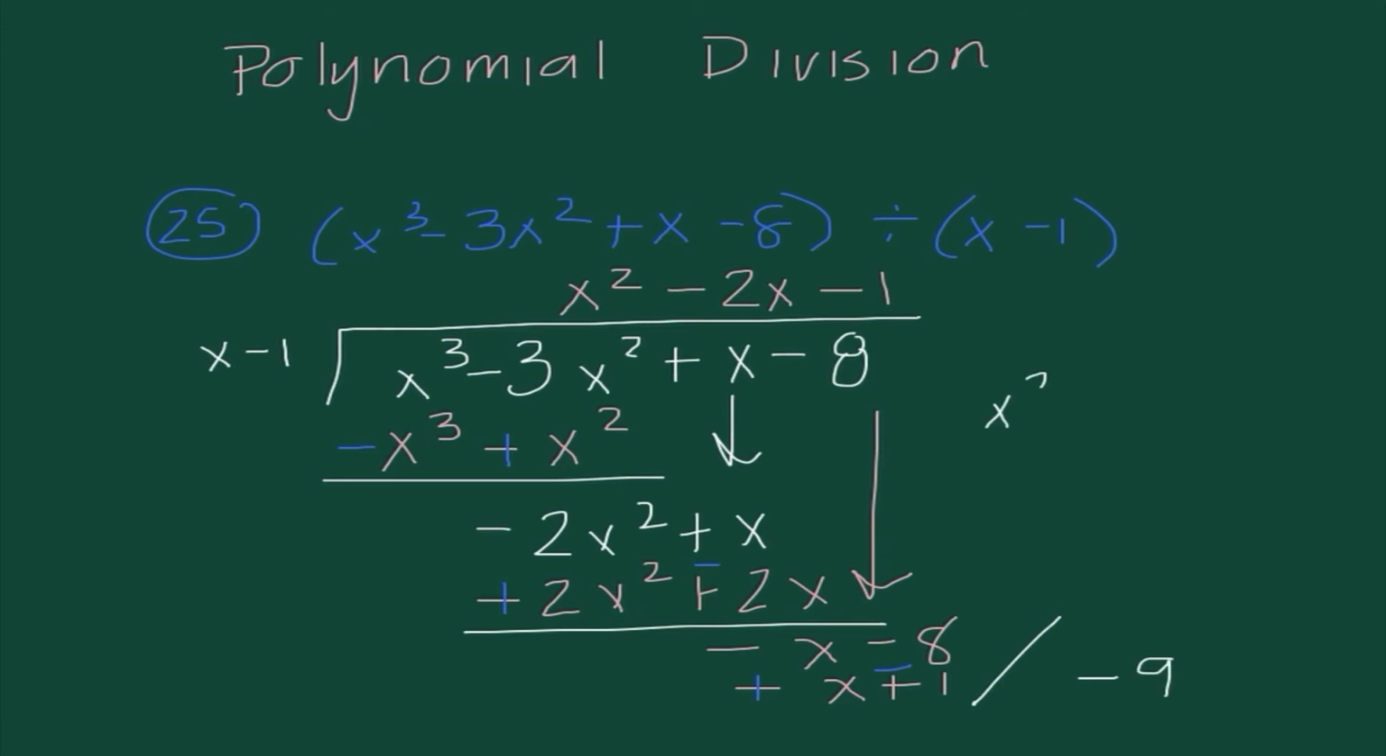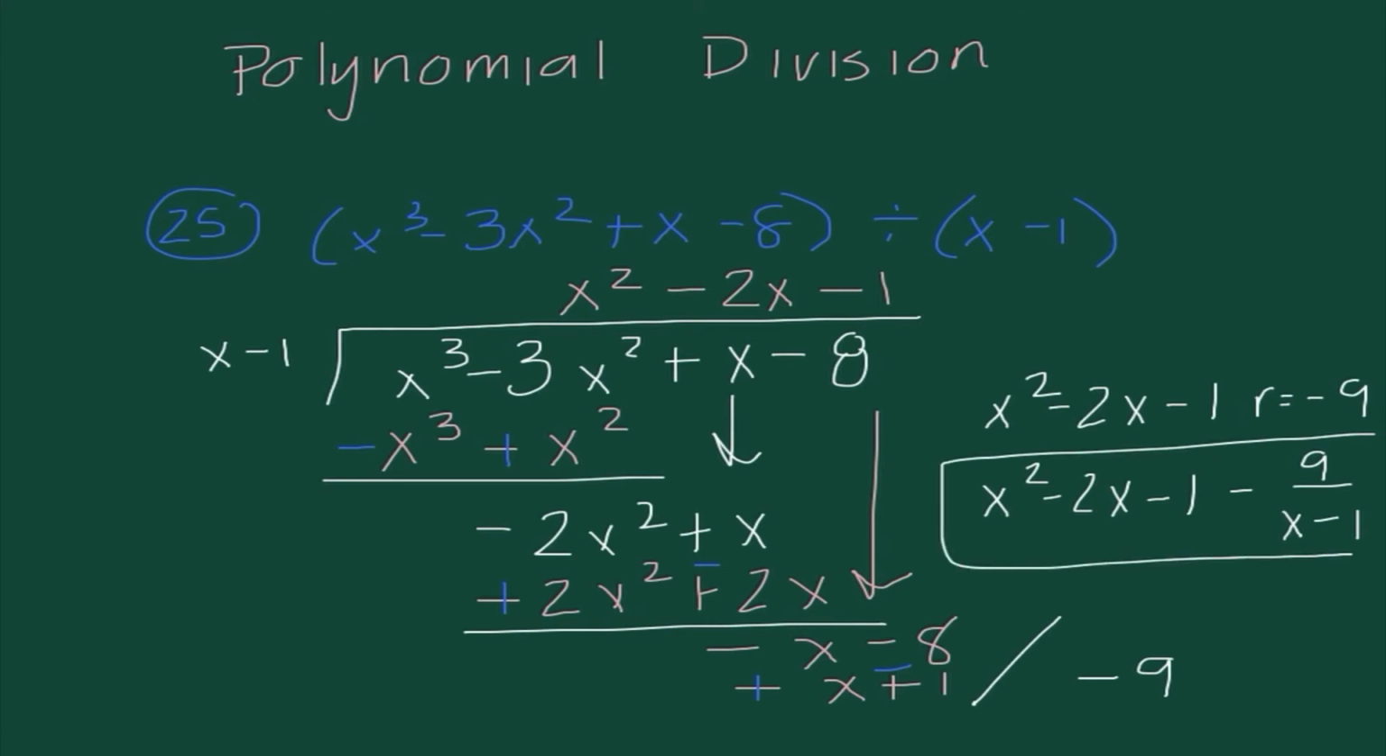So my answer is x squared minus 2x minus 1, remainder negative 9. Or I could write this as x squared minus 2x minus 1 minus 9 over x minus 1. Either of these answers would be totally fine. Now, just in case you are curious, this is actually a problem I could have used synthetic division for, and the reason why I know that is because my divisor is linear, which means my exponent is 1, and my leading coefficient is also 1. So this is a problem I could have used either way on.